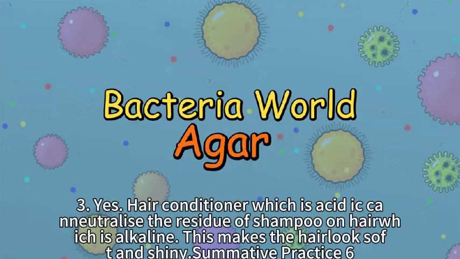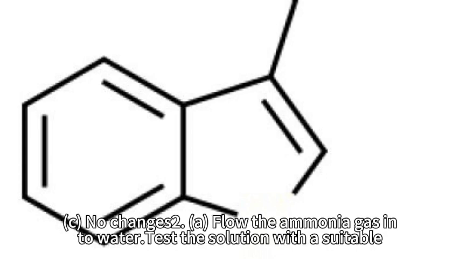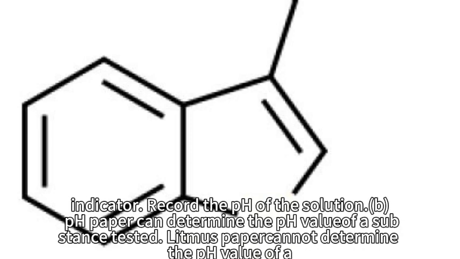Summative practice 6. 1. A. Formic acid, malic acid. B. Formic acid, malic acid. C. No changes. 2. A. Flow the ammonia gas into water. Test the solution with a suitable indicator. Record the pH of the solution.